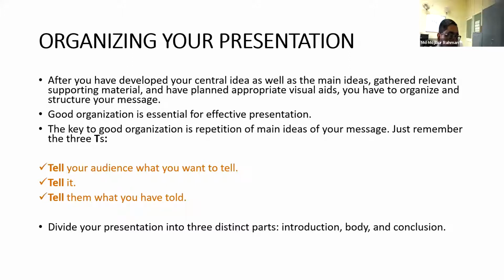So you have to focus on these 3 T's. Tell your audience what you want to tell. That means before you start, you have to tell the audience what you want to tell, and then tell it, and tell them what you have told. That means at the end. So divide your presentation into 3 distinct parts. That means introduction, body, and then conclusion. There should be a clear-cut division of introduction, body, and conclusion.